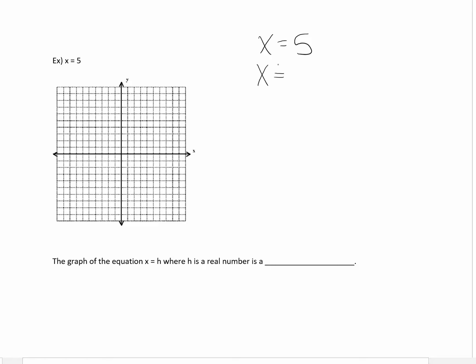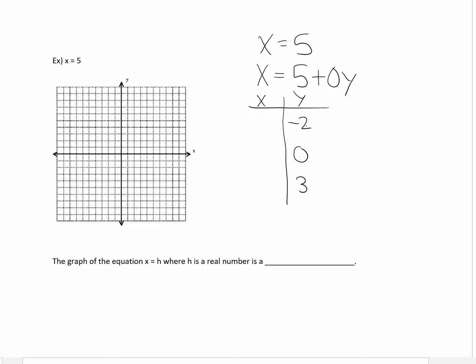So I can rewrite this as x equal to 5 plus 0y. And I know this is going to be okay because 0 times any value is 0, and when I add 5, it's still going to be 5. All right, so let's do a table for this. Now, because this equation is solved for x, I'm going to pick values of y. So I'm going to pick these values.